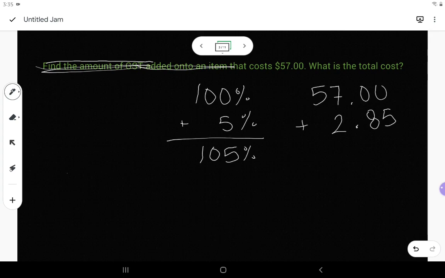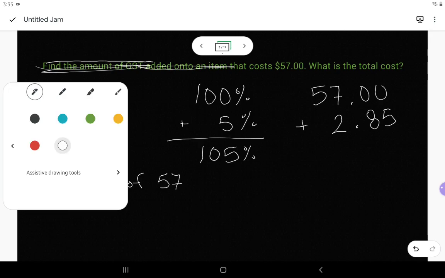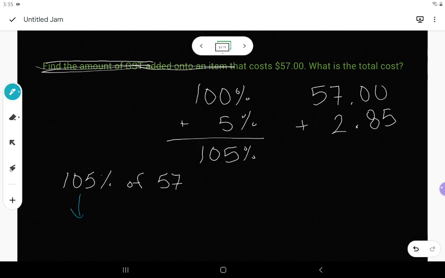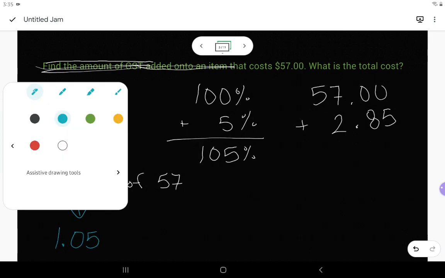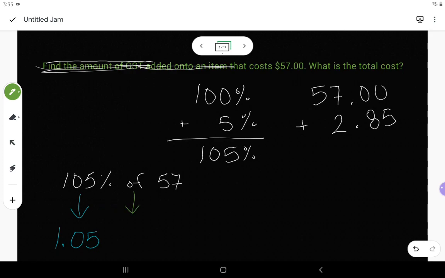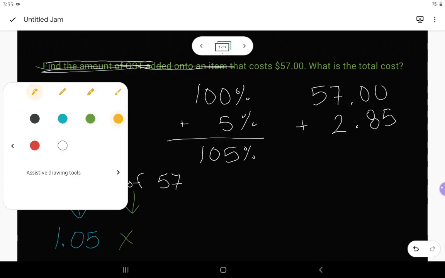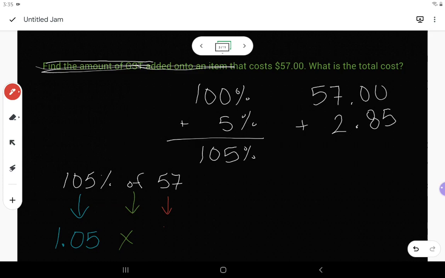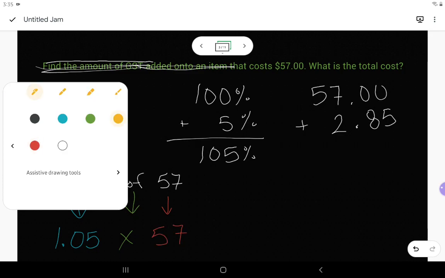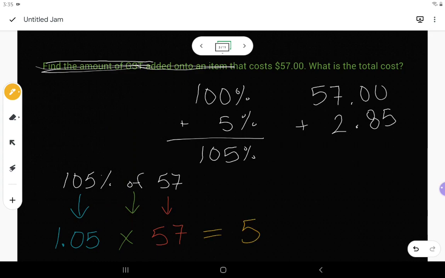So I'm going to show you this trick. If I wanted to find 105% of $57, I'm going to do the same thing where I change my 105, I write it as its decimal equivalent, which is 1.05. We change the of to be multiply, and then the 57 stays as the 57. And 1.05 times 57 actually ends up giving me 59.85, which is exactly what this did here.